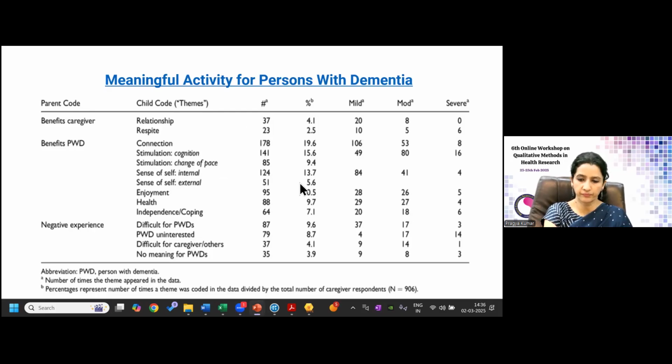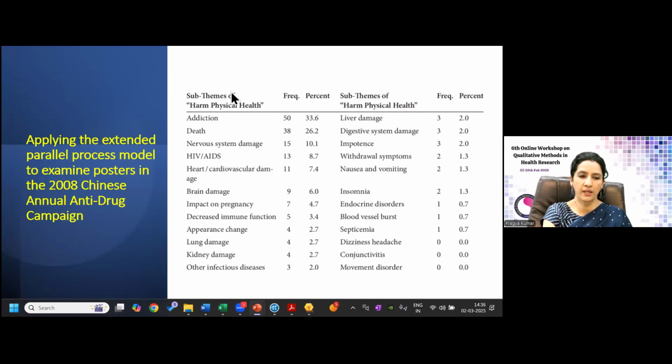Again, this is one piece of research done on applying the extended parallel process model to examine posters in the 2008 annual anti-drug campaign. Content analysis is a very common type of analysis done on already published content, like Twitter or Facebook. It is very commonly done just before elections, looking at what social media people are saying. These Twitter analyses are based on content analysis, where they search for some term and count how many times it has come up, the frequency and percentage.